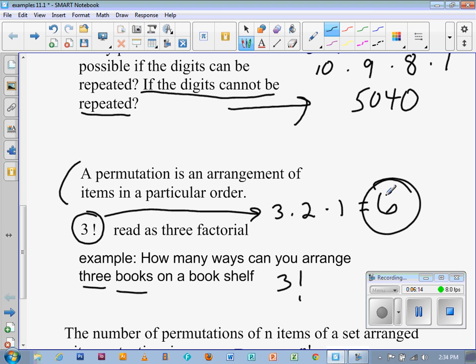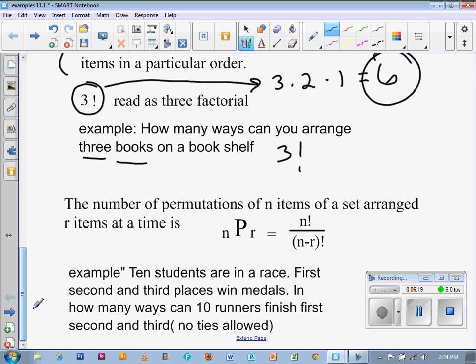Now we get into more specific types of questions. And this one will actually, I think, be clear as I read through the definition. Basically, if we have the number of permutations of n items of a set arranged r items at a time, this is a formula we're going to use when we pick a group from a large group, and the order that we select this small group from the larger group does matter.